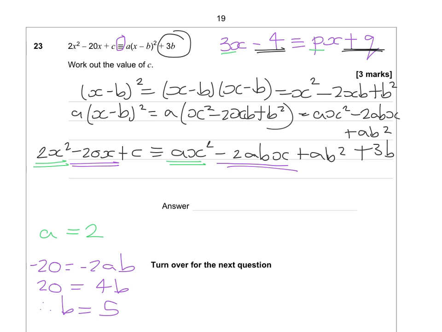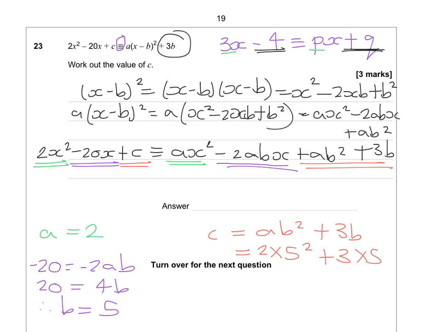must equal 5. This is going to be useful in the last part to find c, because c must equal ab squared plus 3b. So that's 2 multiplied by 5 squared plus 3 multiplied by 5, which is 50 plus 15, or 65. So c equals 65.